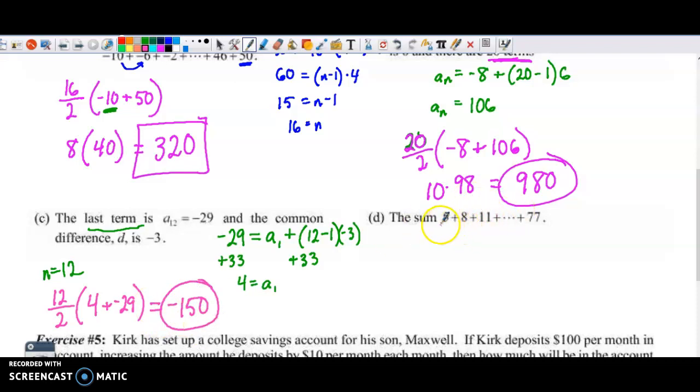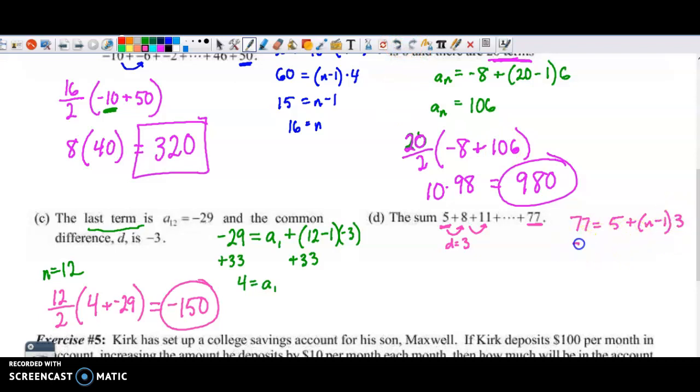And then there's one more, and as I mentioned before, they don't tell you what the n is, but you can tell that the common difference is 3 in this arithmetic sequence. So we know that the last term is 77, the first term is 5, but we don't know how many terms there are.